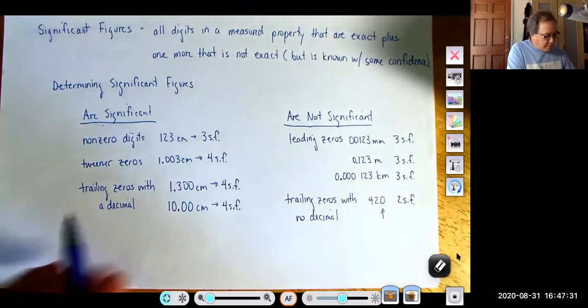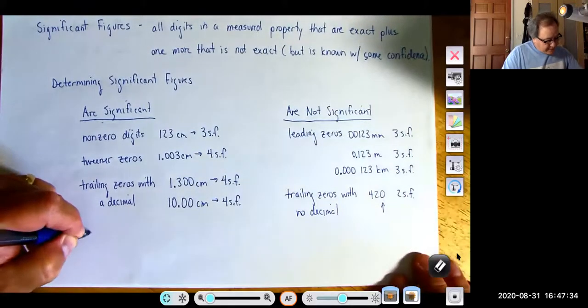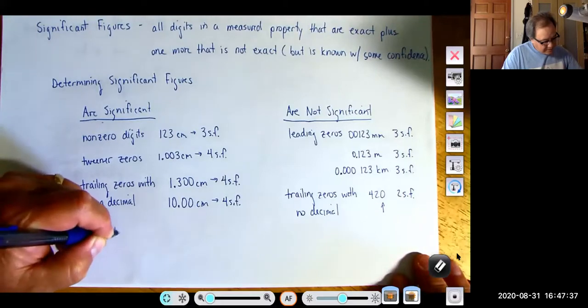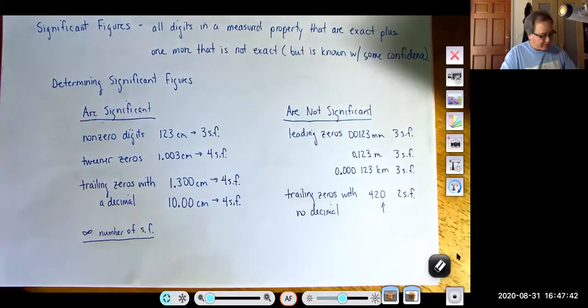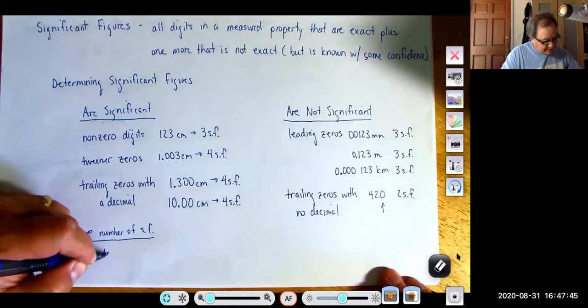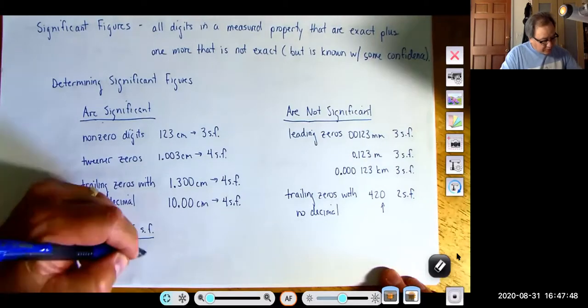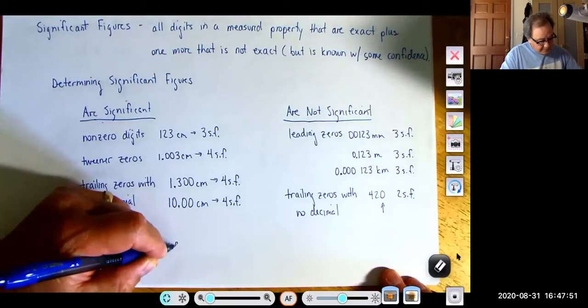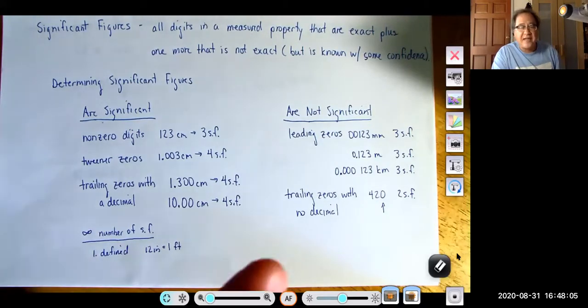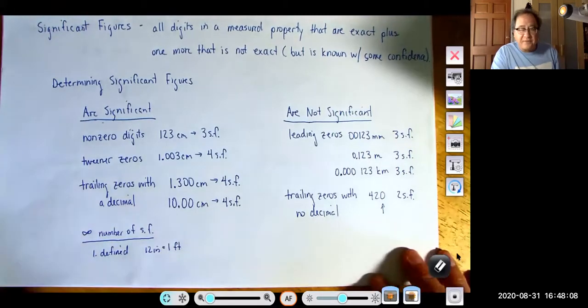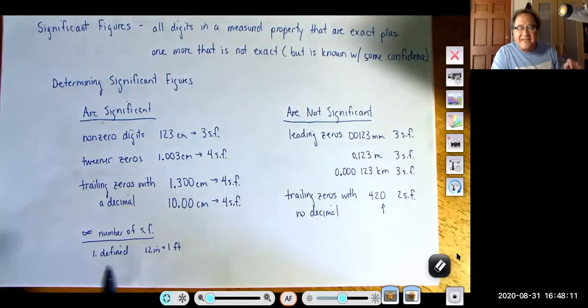And then there are numbers that have an infinite number of significant figures. There are 2 categories. 1, defined. So when we say 12 inches is equal to 1 foot, how many significant figures in the 12 inches? Infinite, because it's really 12.000000 forever. And if we write the decimal and we have those zeros that are trailing, they count. So that has an infinite number of sig figs. How about the 1 foot? Infinite sig figs, because this is defined.